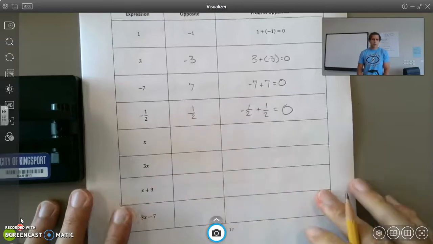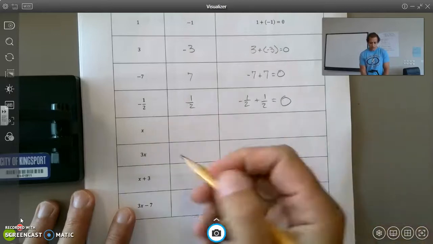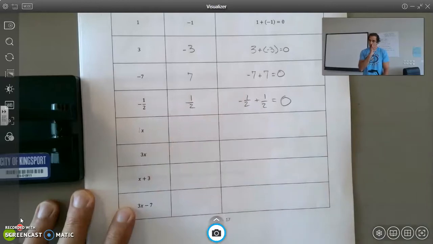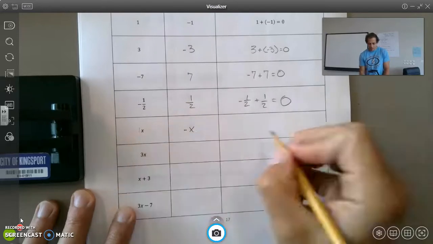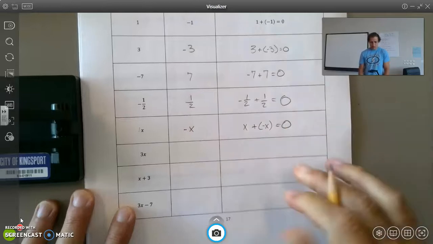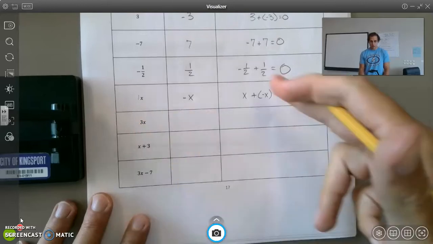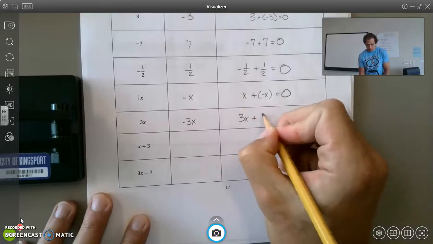If all of this is true, then what would be the opposite of the variable x? So if I have 1x here, because this is x by itself, I can think about this like it's 1x. What would be the opposite of having 1x? Well, it would be having negative 1x, or removing an x. So I could say that negative x is the opposite of x. So x plus negative x is equal to 0. I can apply that same thought process here. 3x plus a negative 3x is going to get me back to 0.